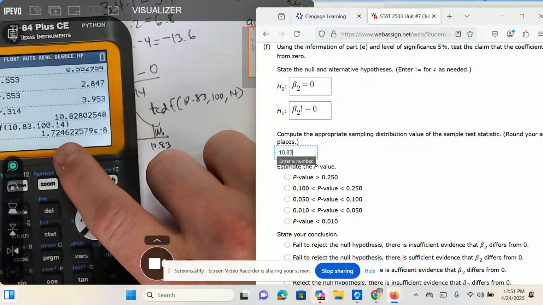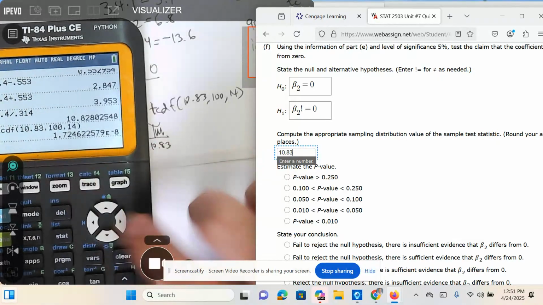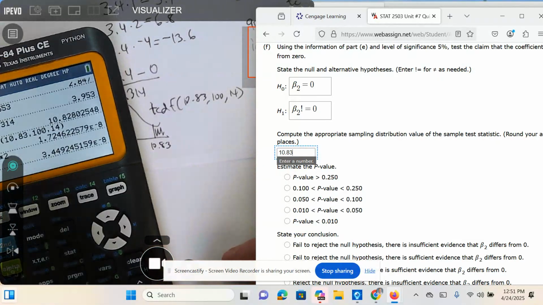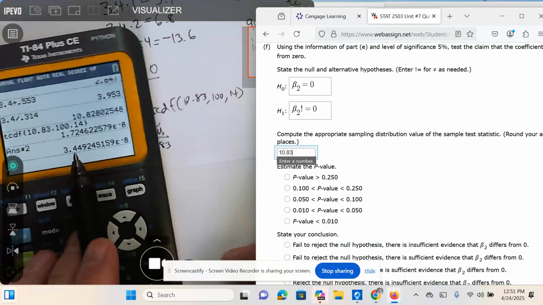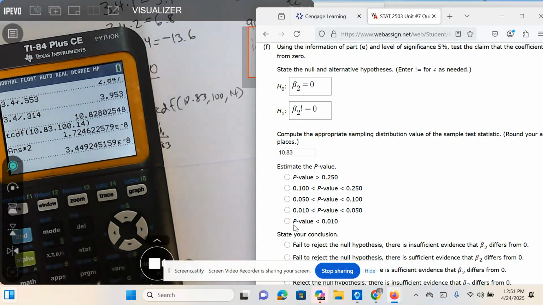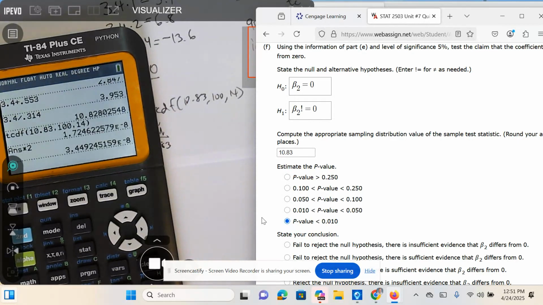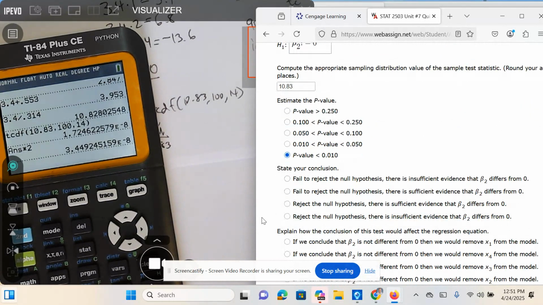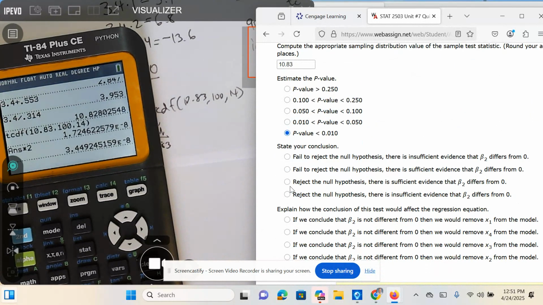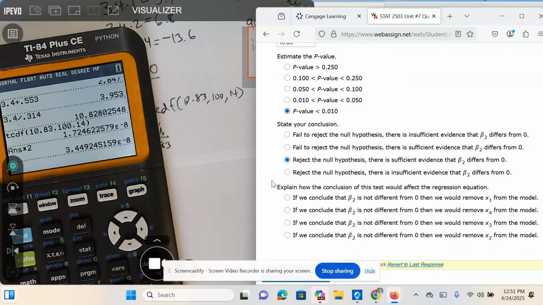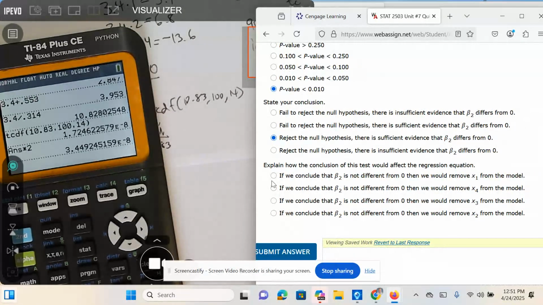Now, that's a very small p-value. That's like 7 zeros in front of that. And if I multiply by 2, it's still going to be a very small p-value. It's like 7 zeros and then 3. So it's going to be less than 0.01. So what's my conclusion going to be? I'm going to reject the null hypothesis. I'm going to say there's sufficient evidence because when p is low, we reject H0. And this is a very low p. We'll reject H0 and say that it differs from 0. And if we concluded it's not different from 0, we would remove that variable from the model, and that would be x2.